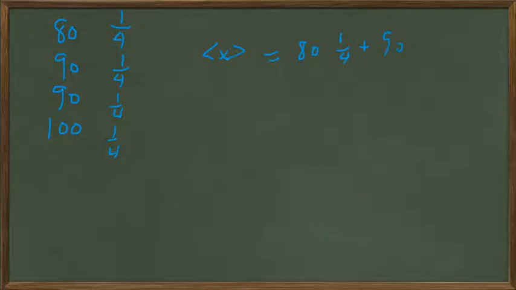Let's suppose that you had 4 exams, and that on exam 1 you made an 80, on exam 2 you made a 90, on exam 3 you made a 90, and on exam 4 you made a 100. Well, the probability of each exam is exactly the portion of the total probability 1, and each exam has a 1/4 probability. And so if we calculate the mean using the formula, it would be 80 times 1/4 plus 90 times 1/4, and so on.